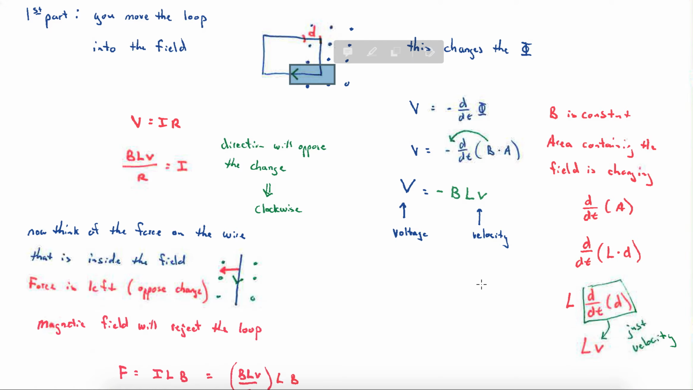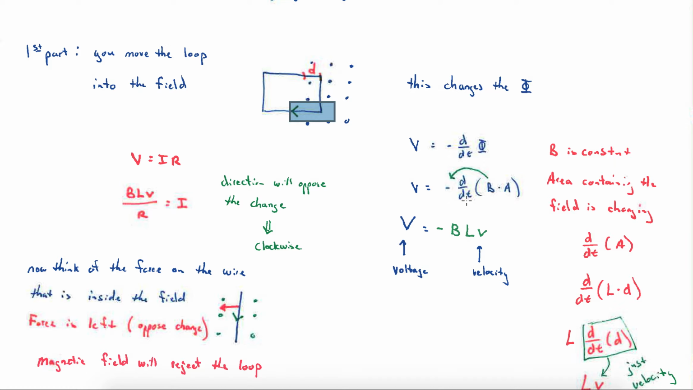Well, how fast is that changing? What's the time derivative of d? Well, that's what we call velocity. So it turns out then that the time derivative of flux, which is B times A, B is a constant, L is a constant, and so the only thing we actually take the derivative of is the width. And the time derivative of the width of the loop in the field is actually V. So then the voltage is negative BLV. Since we know V equals IR, BLV is the voltage, divide by R, and we get the current.